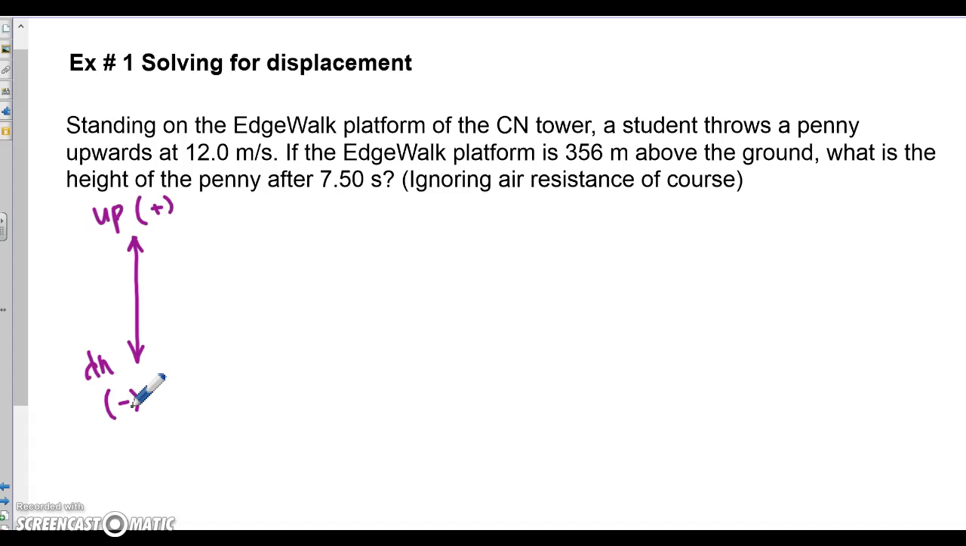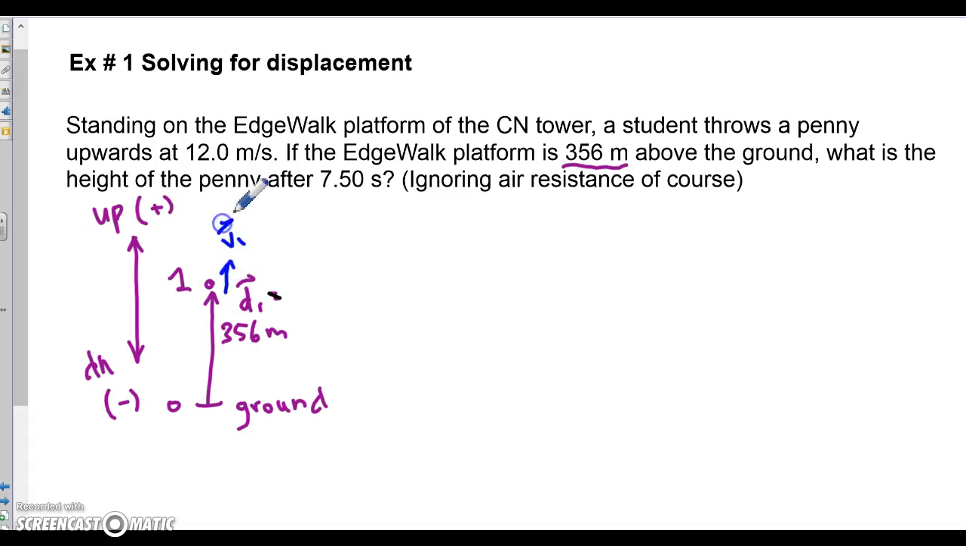In this case, we're given not a displacement, but an initial position. So that means we're going to have to define an origin. Since we're given the height of the platform above the ground, it makes sense to define the origin as the ground. And so that would place our initial position, position 1, 356 meters above the ground.